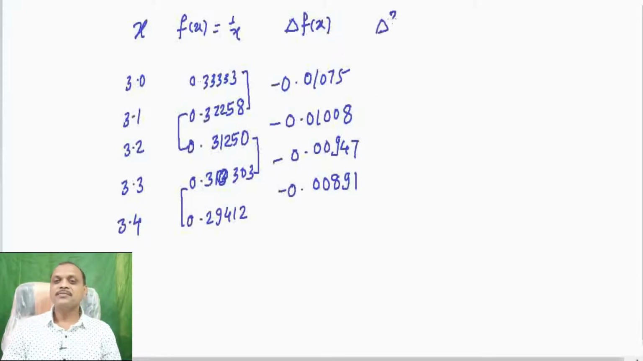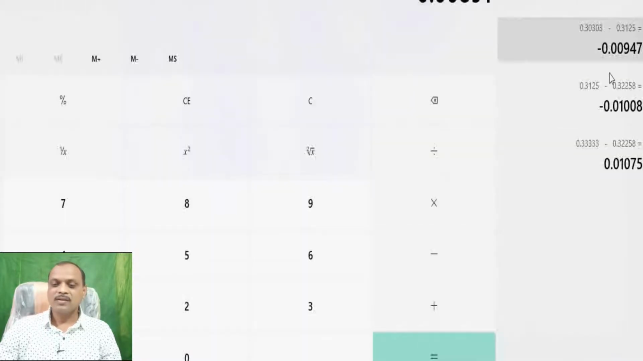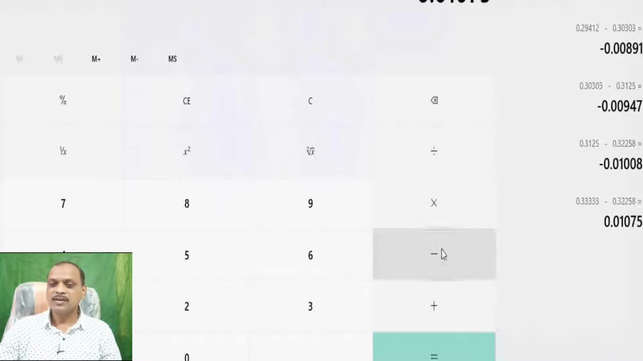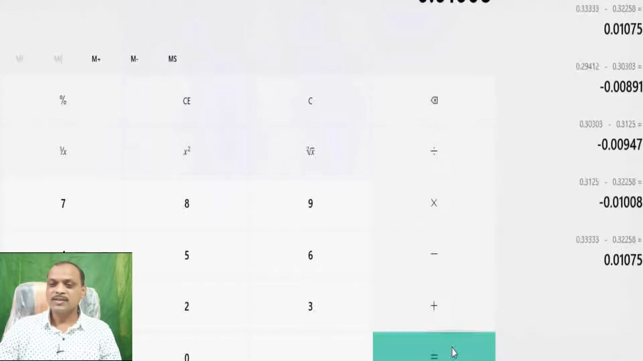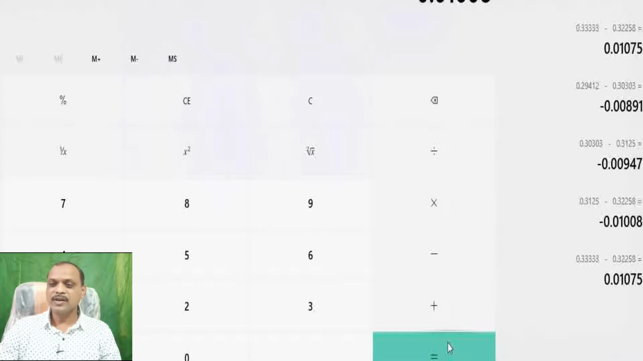Okay, so differences of first differences are called second differences. We denote it by delta square f of x. That means we have to calculate the difference of these two values. Okay, so let us calculate the difference of these two values. 0.01008 minus 0.01075. Let me open the calculator and equate this.